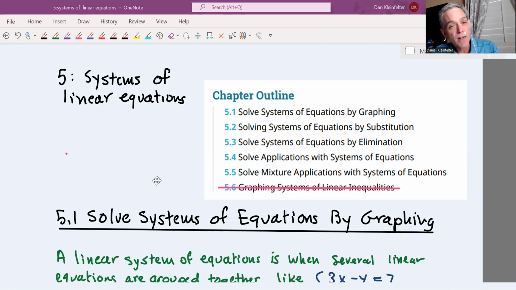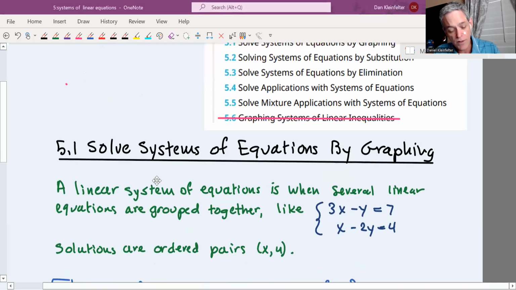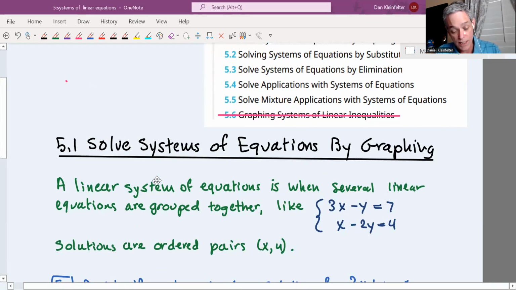In section 5.4, it says solve applications with systems of equations. So this will be word problems where we use a system of equations to solve. And then 5.5, solve mixture applications specifically. So the last 2 sections are about story problems. The first 3 sections are about how you solve a system of equations using a couple of different methods. So section 5.1 is by graphing, and this also covers just what exactly a system of equations is. So here we'll get started then on 5.1.